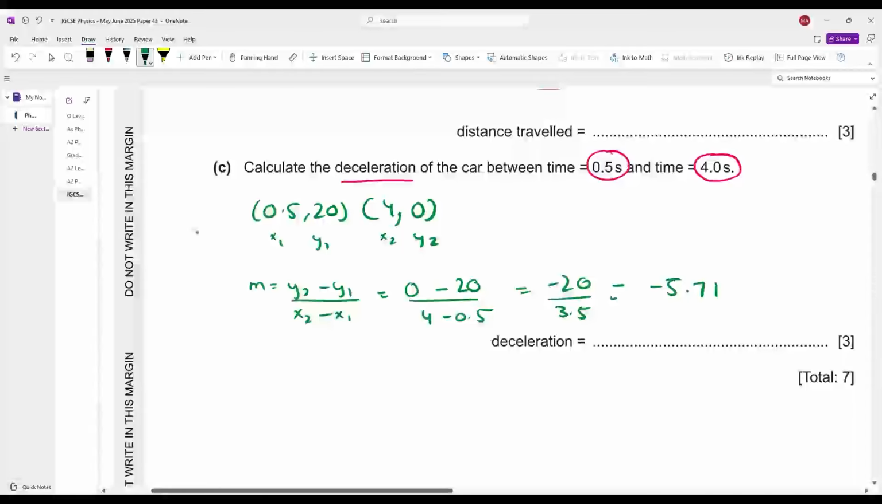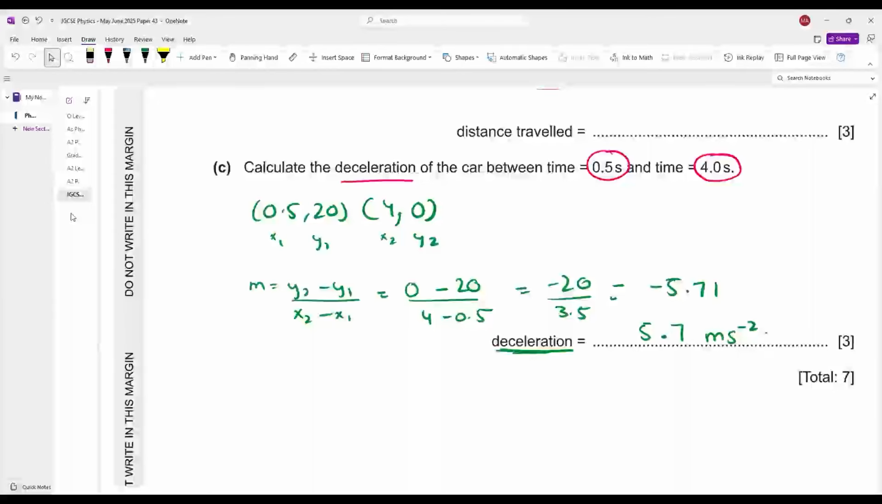You can say that if you want to. Now, remember that we have to state deceleration. The negative sign is already incorporated. You will just write 5.7 correct to two significant figures. The unit of deceleration or acceleration is m s minus 2.